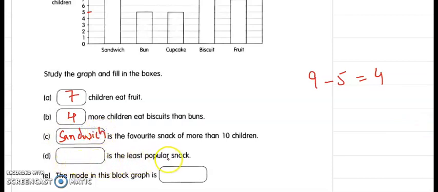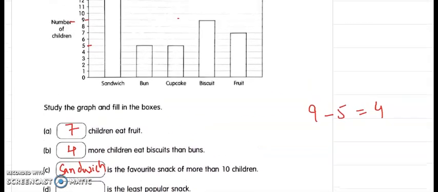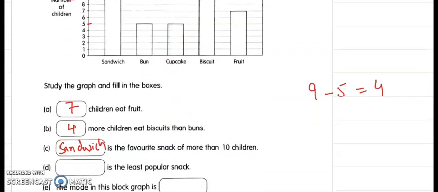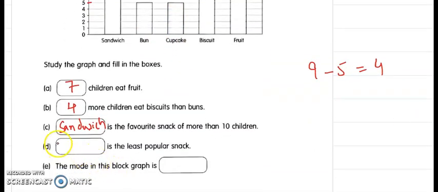And dash is the least popular snack. Least popular means which fewer students like. So the least popular snacks are bun and cupcake. They are at the equal number. So you can write any one of them, bun and the second one cupcake. These are the least favorite snacks.